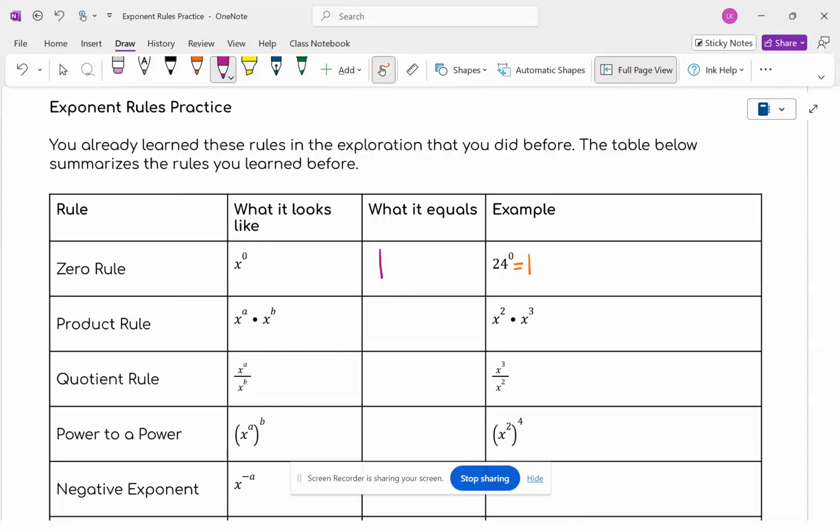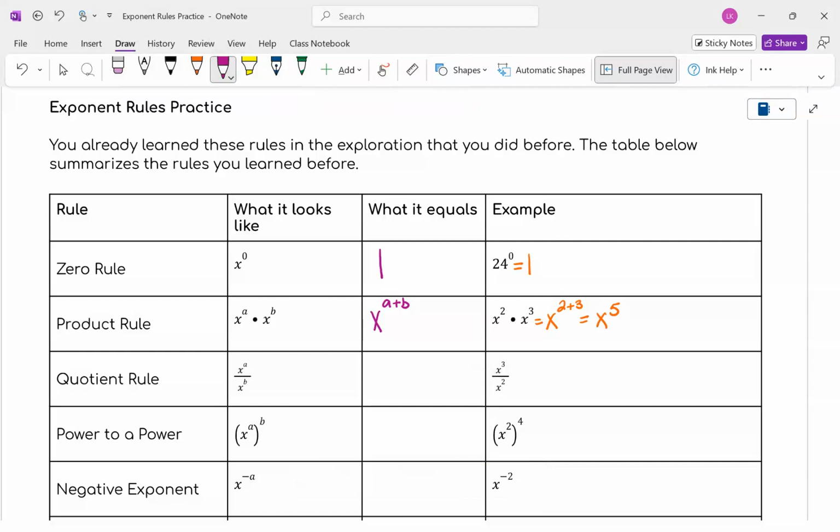When you have a product rule, when you have 2 things that are multiplying that have the same base. So notice here that you have an x, you have an x. If this had been x to the a times y to the b, this would not work. But because you have the same base, this becomes x to the a plus b. So in our example where we have x squared times x to the 3rd, this becomes x to the 2 plus 3, or just x to the 5th. And you're done.